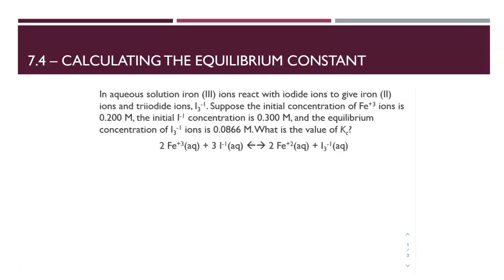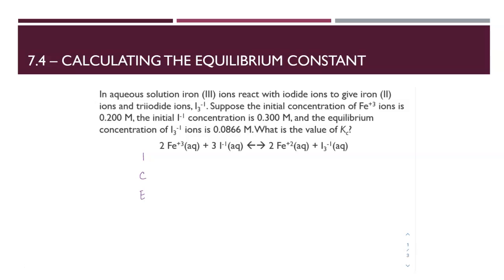So we're going to use what are called ICE tables. We're going to look at how our concentrations are at the beginning, and then how they change, and then how they are at equilibrium. So that's the ICE. Each letter is a row. And I just use the reaction equation as my template.